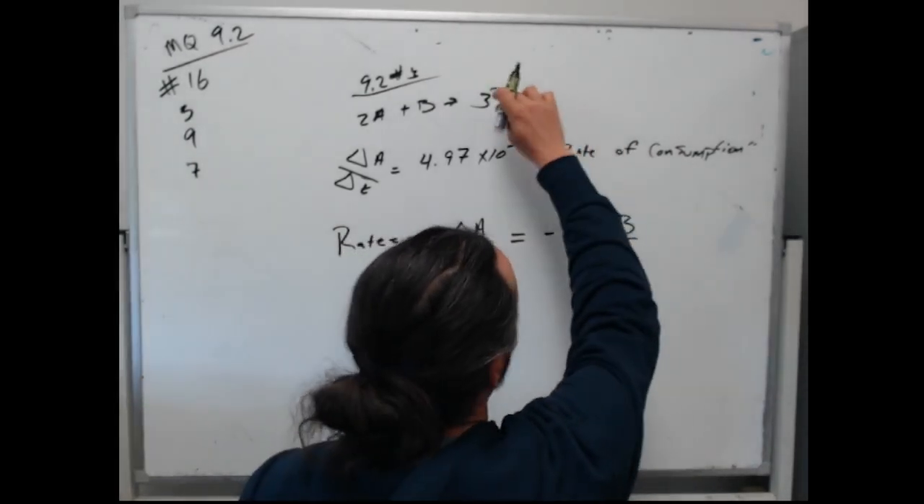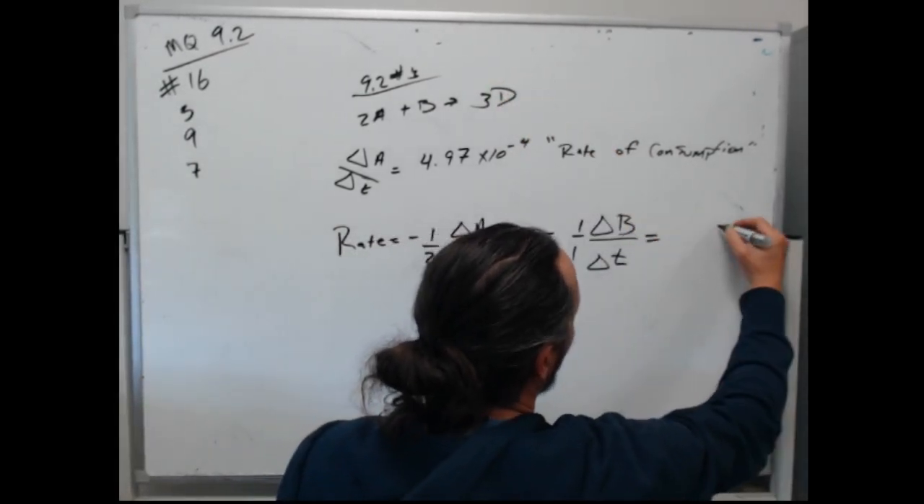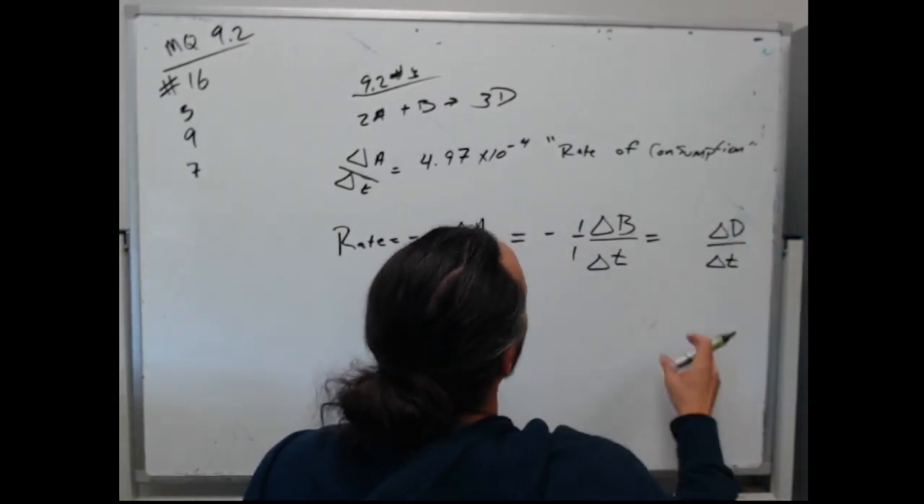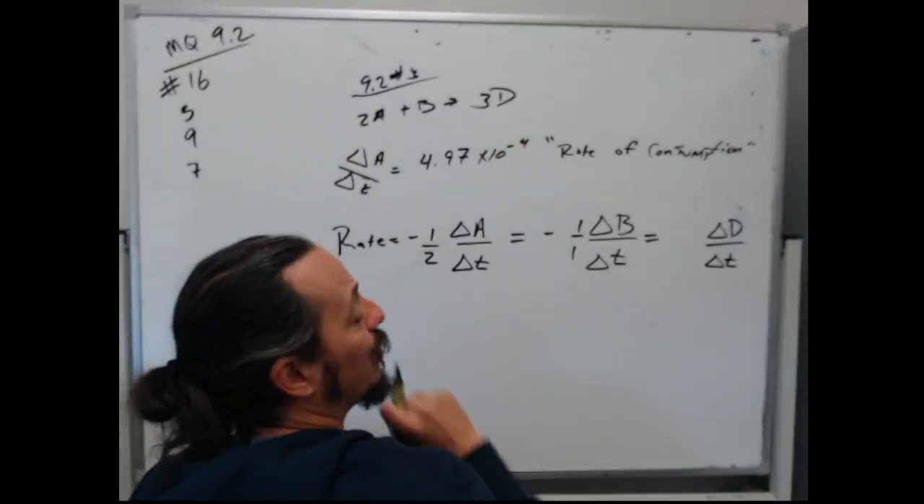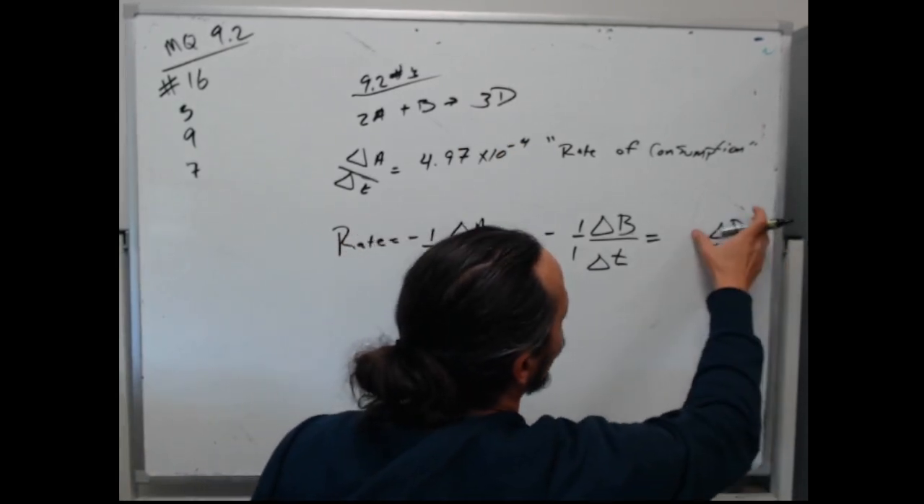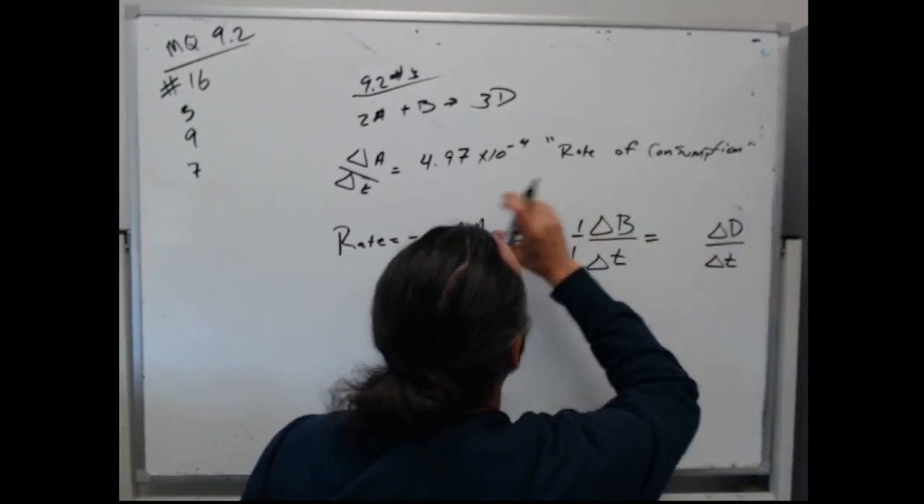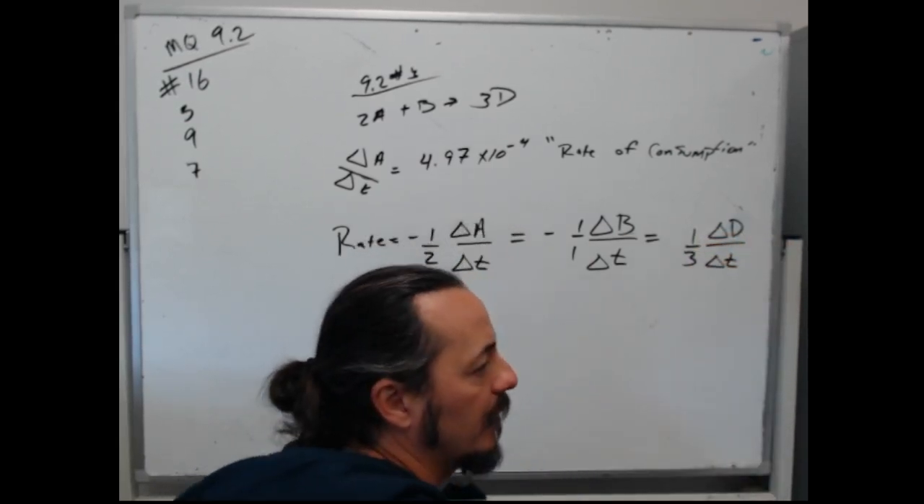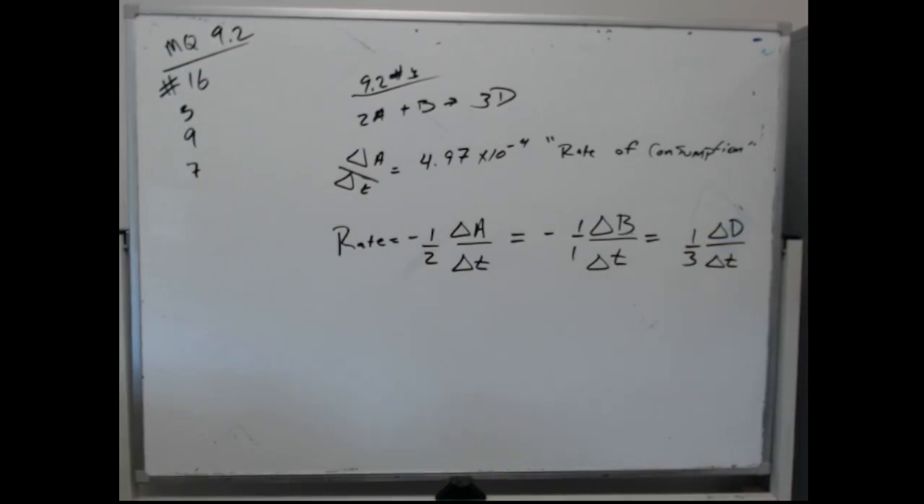And then I can do the same thing with the appearance of D, where I can say, look, the change in D with respect to time. Now D is going to appear 3 times faster than the reaction is going. So if I want to get D to be the same speed as the reaction, I need to cut it by 1/3. I'm just looking at the molar coefficient. That's where that 1/coefficient idea comes from. And so now I can relate all 3 of these just to rate of reaction.